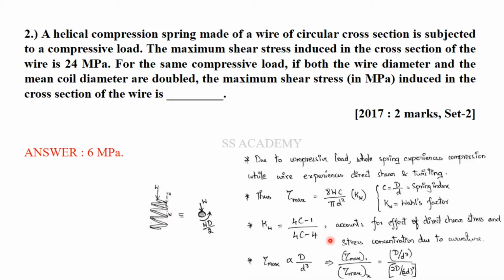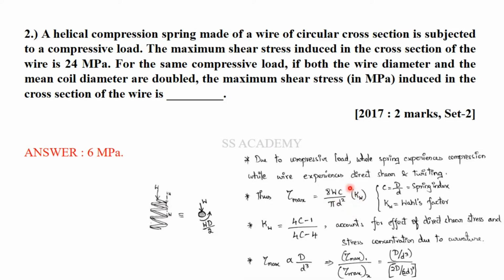Remember this. Sometimes, if stress concentration due to curvature needs to be neglected, you can write it as 8WC by πd². The same, but instead of KW, it will be KSH, which is given as (C + 0.5) divided by C. If you simplify it, you will be getting 1 + 0.5/C. That is what I have stated earlier.